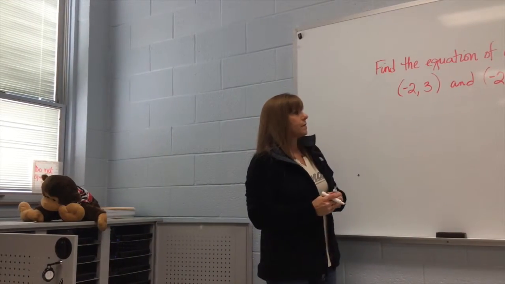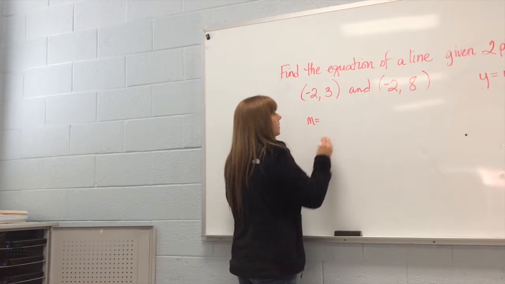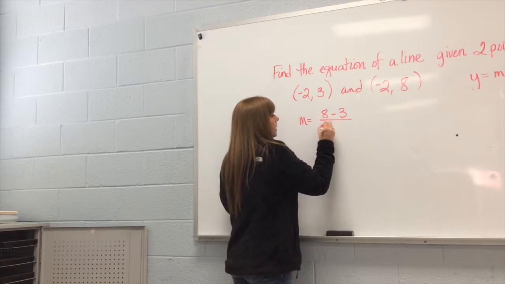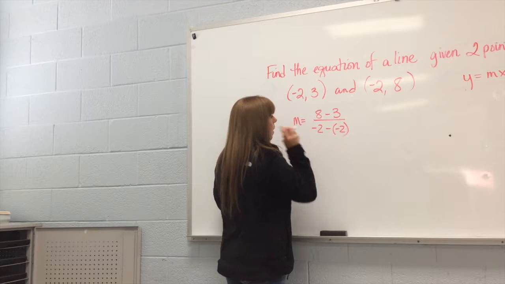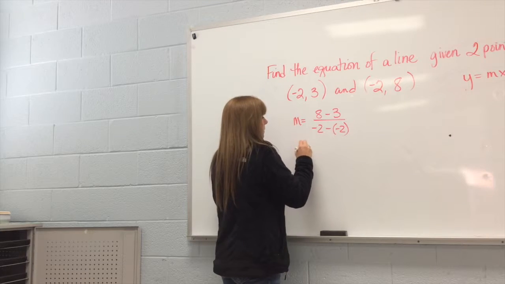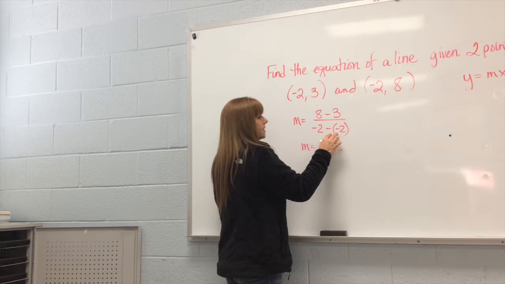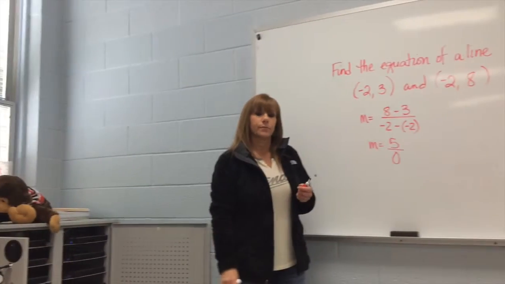So I'm given 2 points. First thing I need to do is figure out my slope. So I'm going to take 8 minus 3, and a negative 2 minus a negative 2. 8 minus 3 is 5. Negative 2 minus a negative 2 is negative 2 plus 2. That makes this a 0.